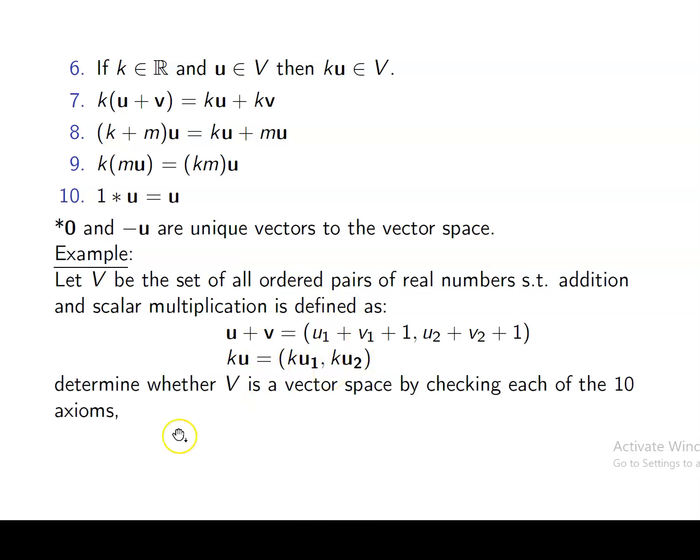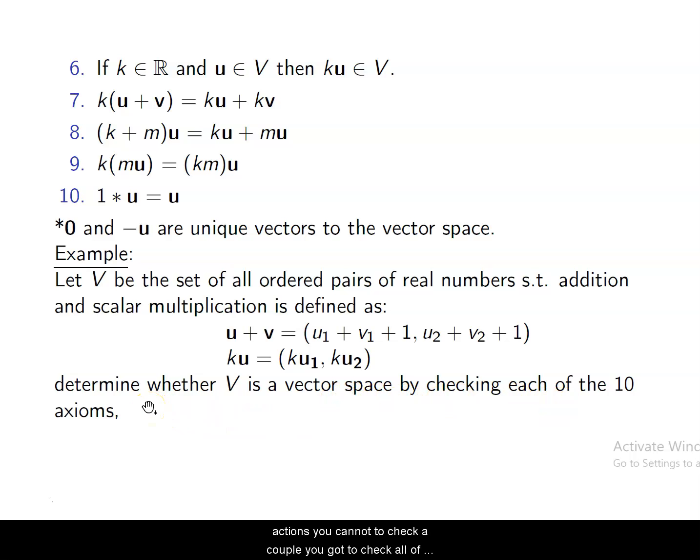Okay. So our job here is to determine whether this set we have, the set of ordered pairs, is a vector space or not. So the way we're defining addition and scalar multiplication is going to be what determines whether or not this is actually a vector space. So if I define addition in this way, am I still a vector space, or am I no longer a vector space? Okay. So we need to do this by checking each of the 10 axioms.